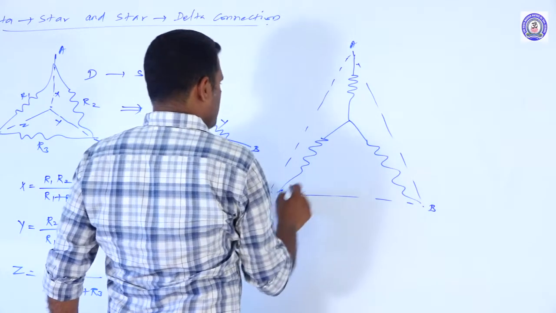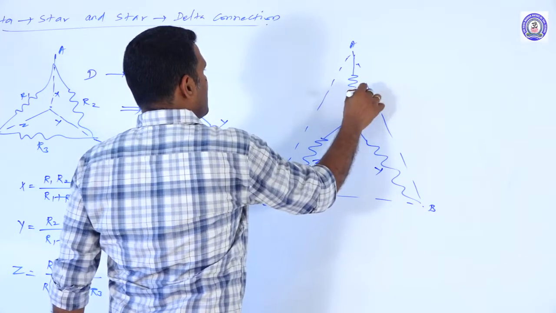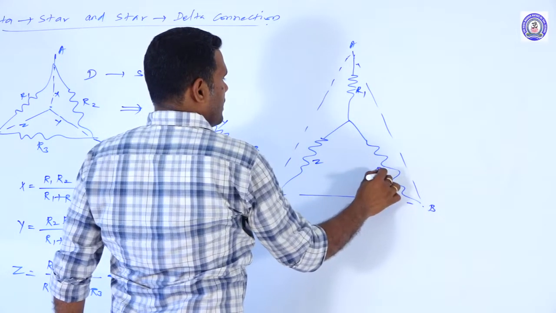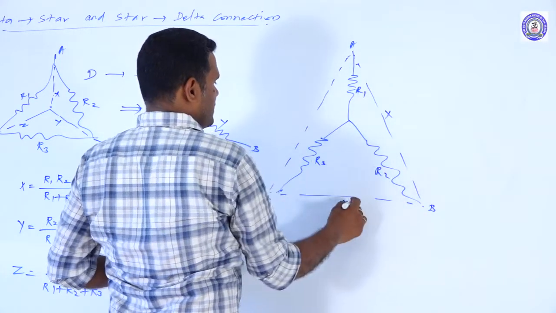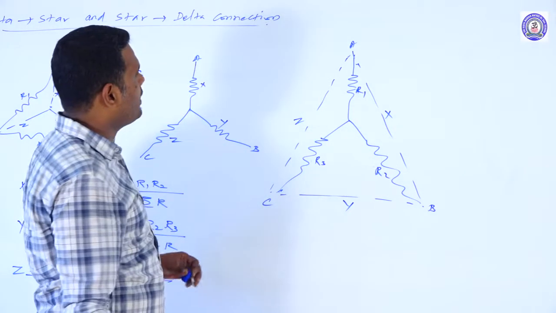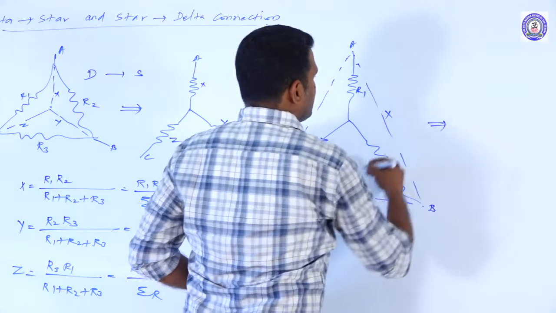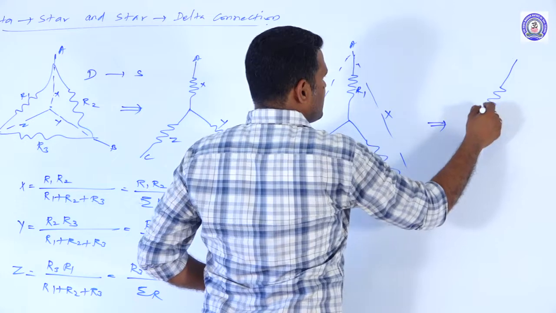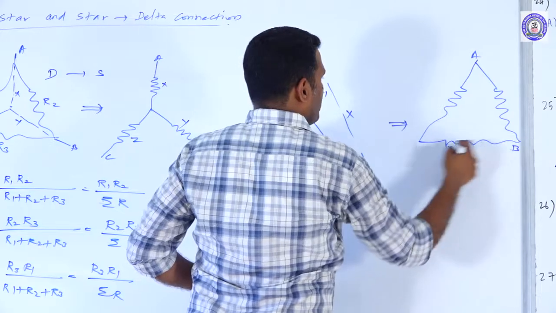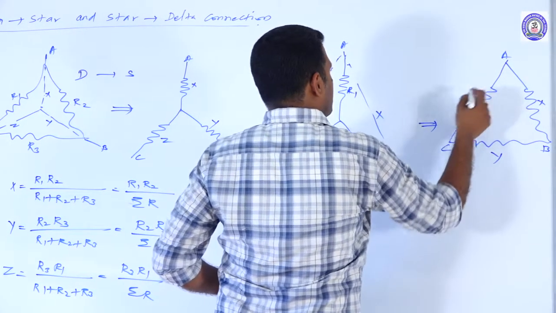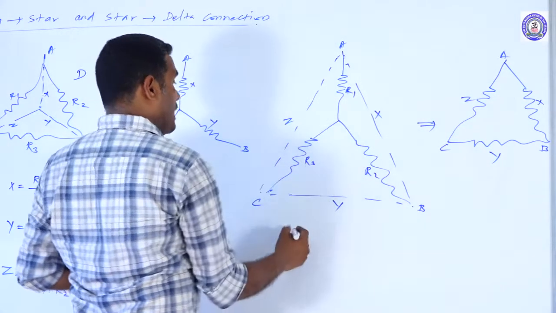This is A, B, C, X, Y, and Z. Or otherwise, this is R1, R2, R3. This delta must be converted into star, X, Y, Z. How will you calculate or find out the value of the star to delta? So we have to transform this into a delta circuit. A, B, C, X, Y, Z. How will this star connection get transformed to delta connection? How will you find out the value of X?